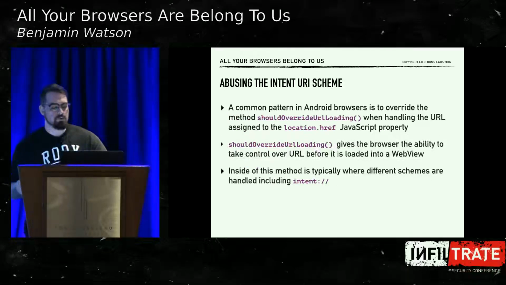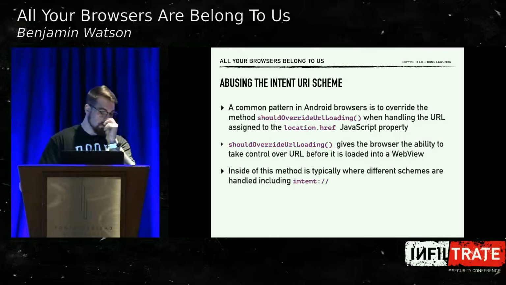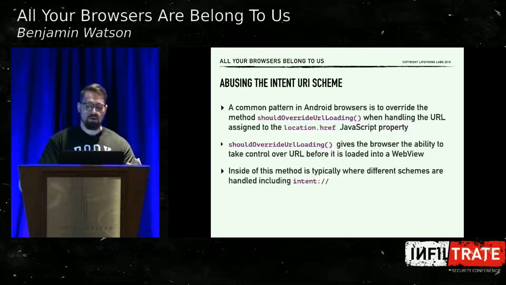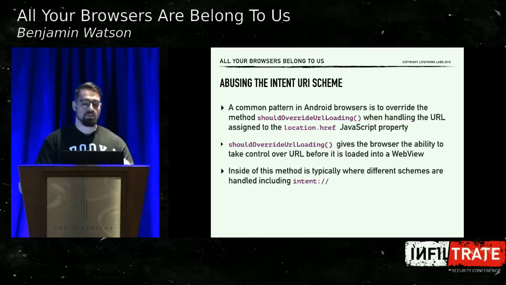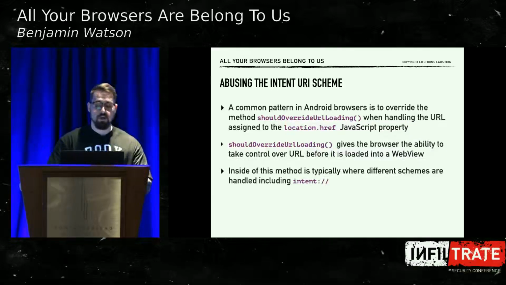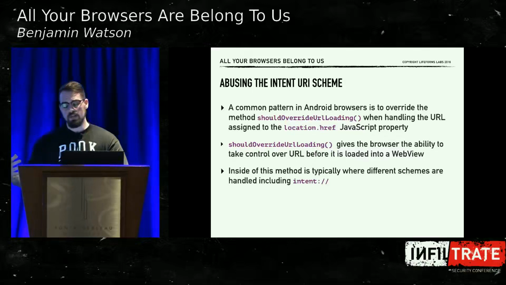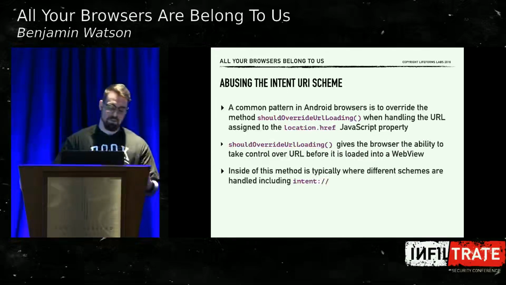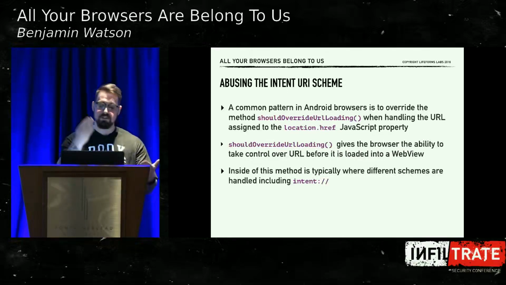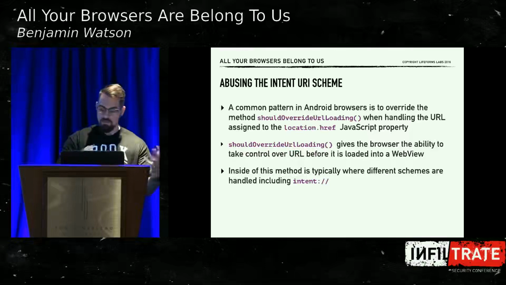A common pattern in Android browsers is to override a method called shouldOverrideUrlLoading. This essentially gives the browser inside of the WebViewClient the ability to take control over the URL that is actually assigned to the JavaScript property location.href before it's actually loaded into another WebView. Inside of this method is typically where you handle all scheme parsing, whether that's a custom scheme, file, HTTP, etc. But often the pattern is, if I've gotten the intent URI scheme, handle it here and do some stuff with it.